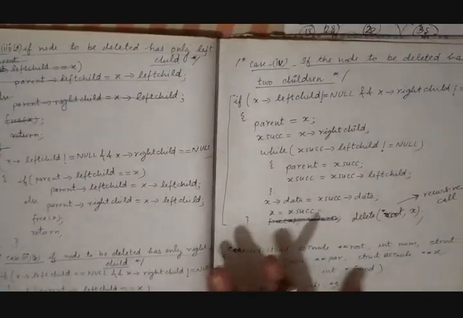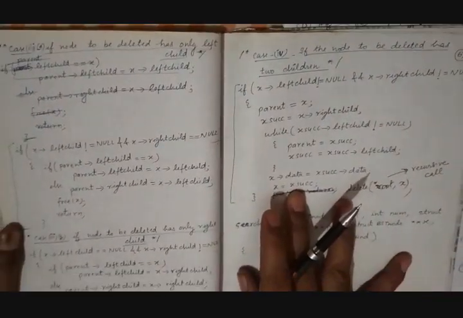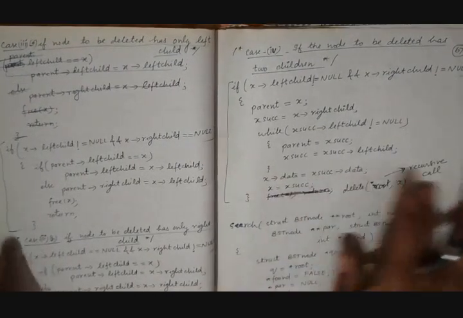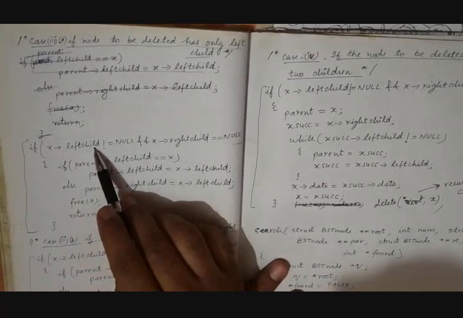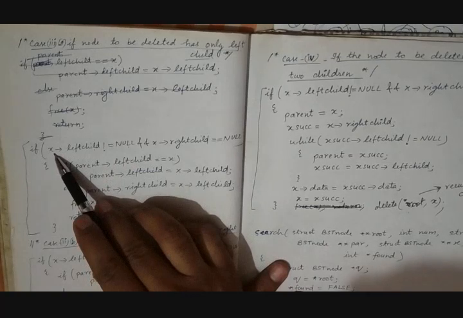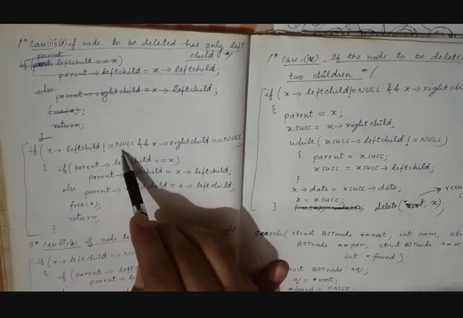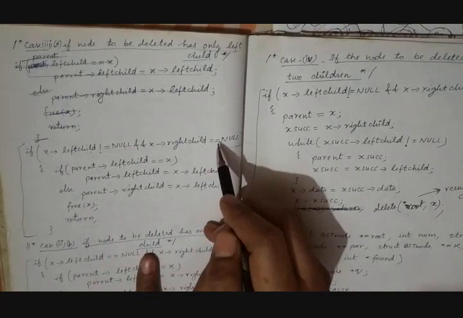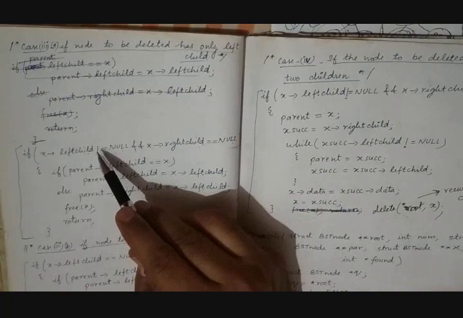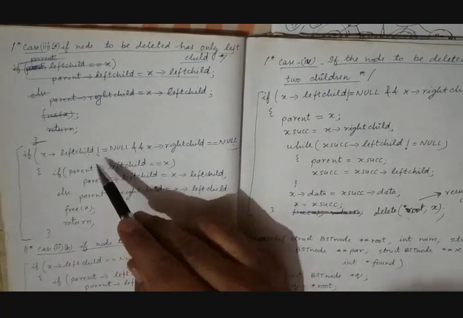Now the code for case third. Case third has two parts, third A and third B. Third A says that the node has a single child and that child is a left child. So how can you check that the node has a single child and that child is the left child? Just see here, X left child is not equal to null. It means X, the node which you want to delete, has an existing left child, and X right child is double equal to null. Its right child does not exist. So it has a single node which is a left child. So this is case third A.